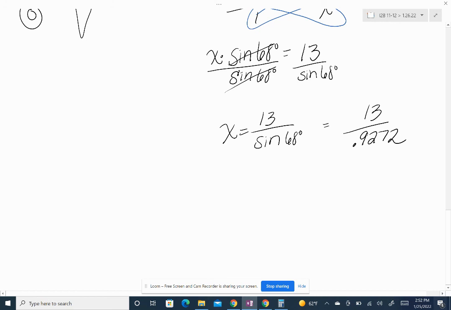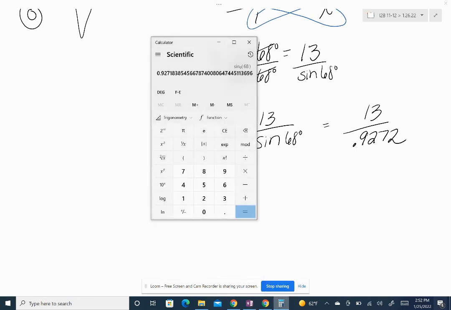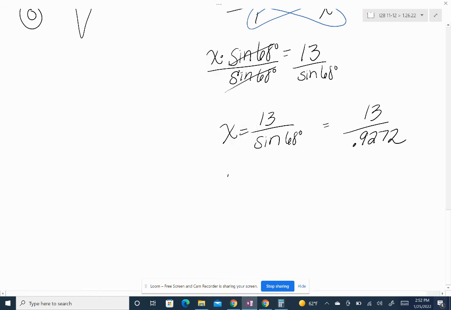Okay, we're just approximating. In a graphing calculator you get a lot closer, but because of the calculator I'm using, I'm going to physically type and write it out. So 13 divided by 0.9272. Okay, and I get 14.02. And even if you round it up to 14, it's close enough to 14, but that would be your final answer.